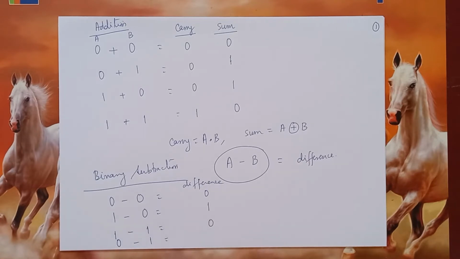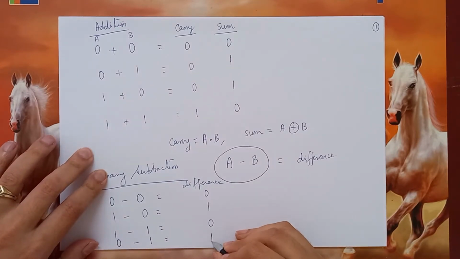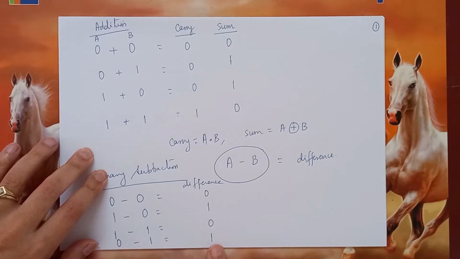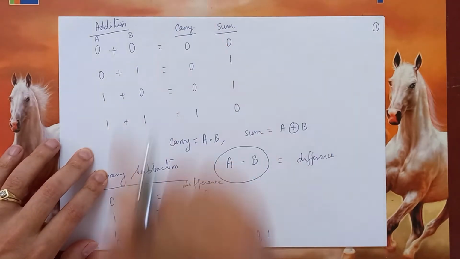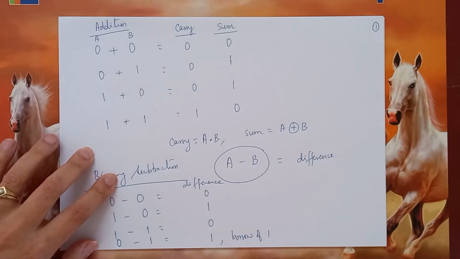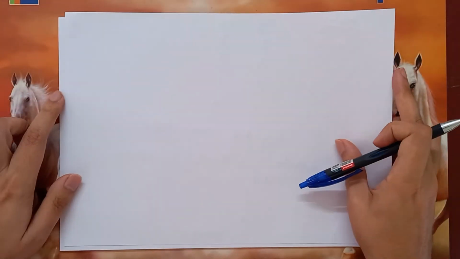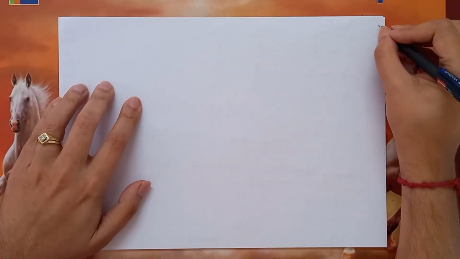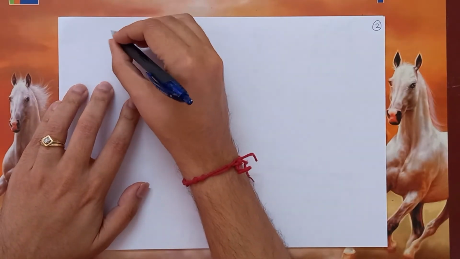We used the concept of something called a borrow. So in this case, 0 minus 1, the difference is still 1. However, we call it 1 with a borrow of 1. What was carry in the case of sum becomes borrow in the case of difference. Let us take a look at it with an example. Let us first take a very simple example. Let's say I have two binary numbers.